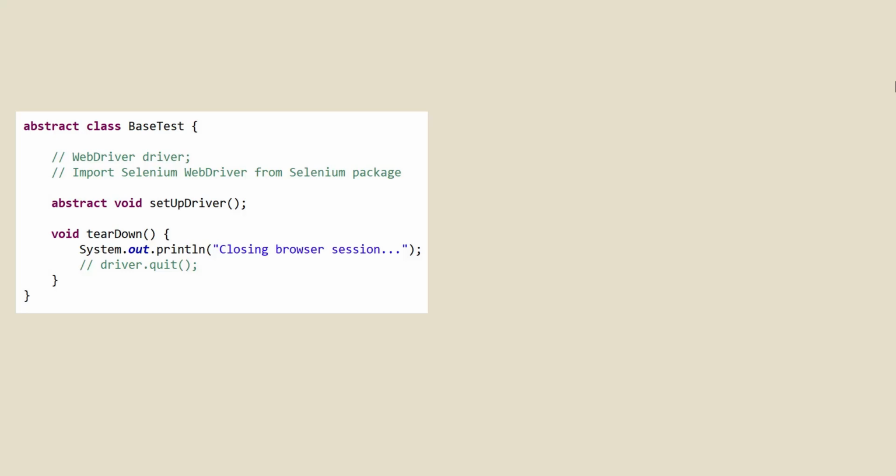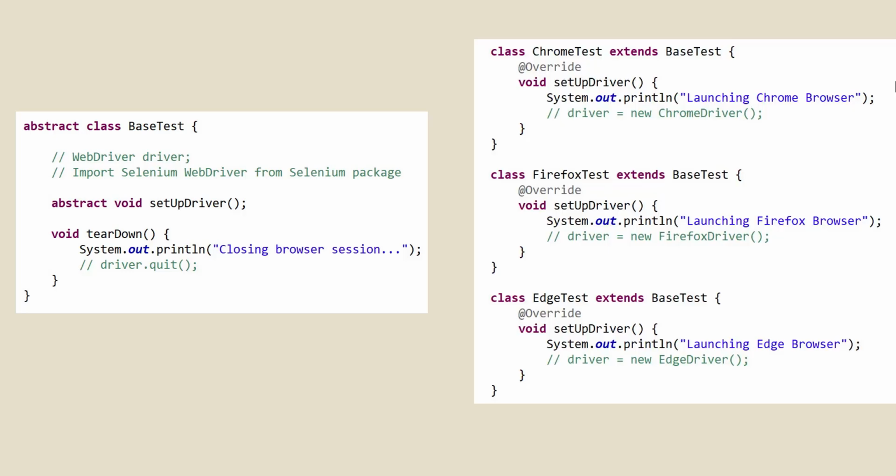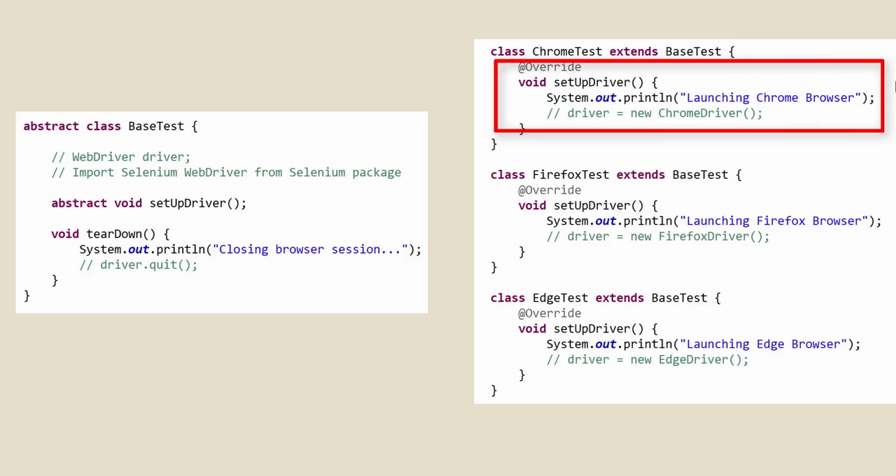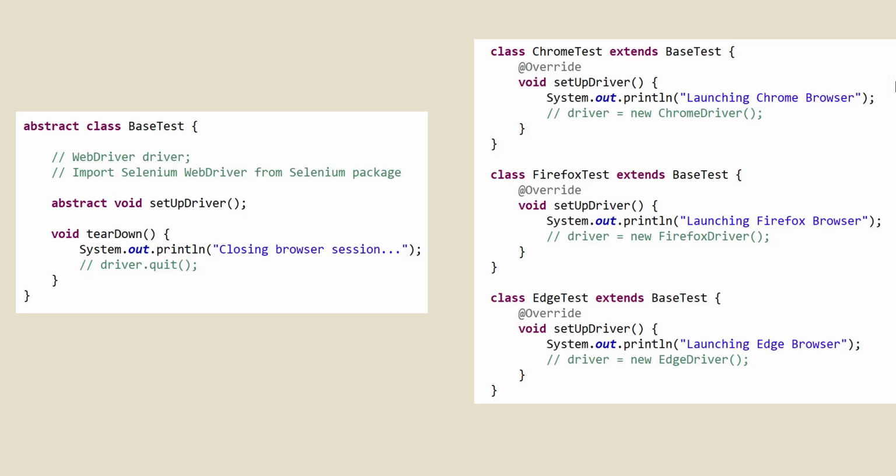For implementing this setup driver method of the base test, I have created three subclasses of this base test class. As per our requirement, I need to run my test case on Chrome, Firefox or Edge, so I created three subclasses. First is Chrome test. Chrome test extends base test, and inside that class, I have implemented this setup driver method, which is abstract in the base test. Inside this setup driver method in the Chrome test, I will add steps to open my Chrome browser. Whatever capabilities or settings I need to add, I can add inside this method. So this method simply opens the Chrome browser.